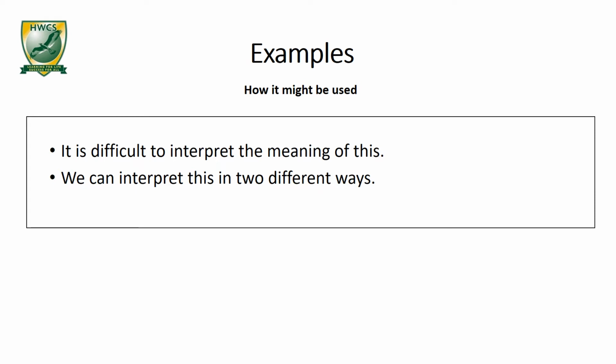So examples of the word, for example, how we might use it. So it's difficult to interpret the meaning of this. Or we can interpret this in two different ways, because interpret is very much sometimes a view of something. So historians will interpret the past, so they'll have a different view of the past.